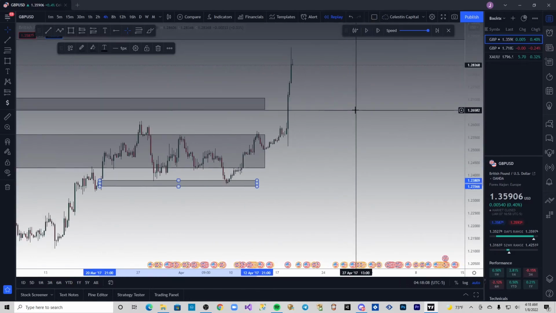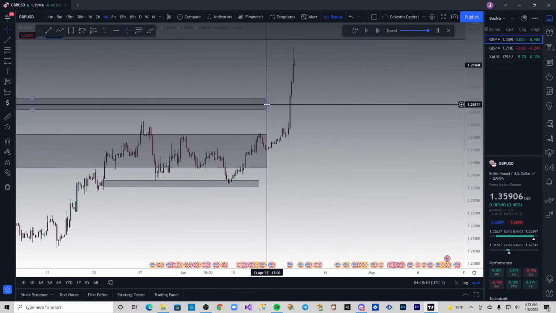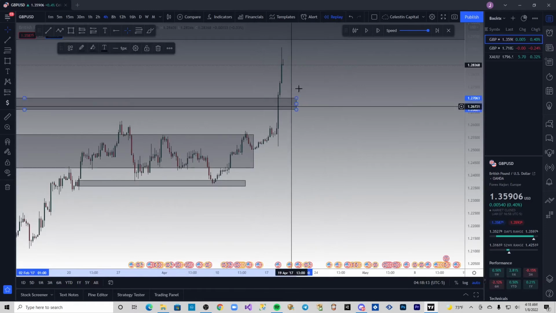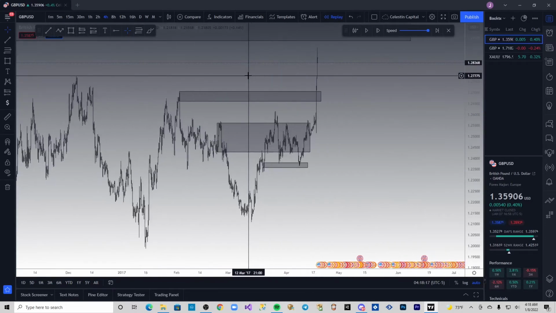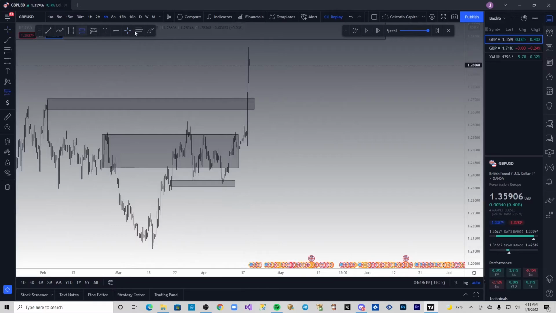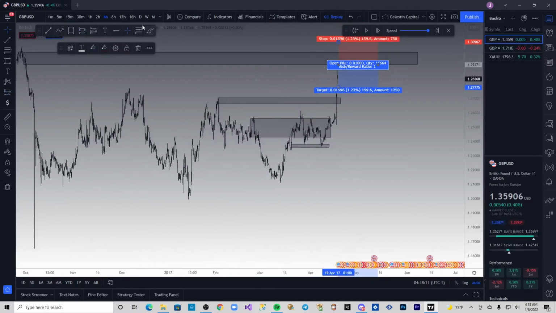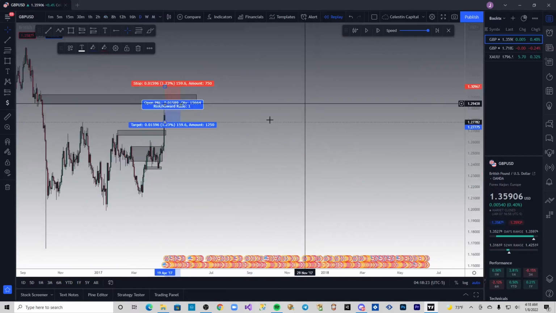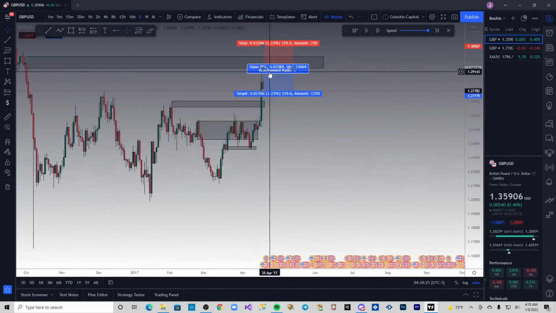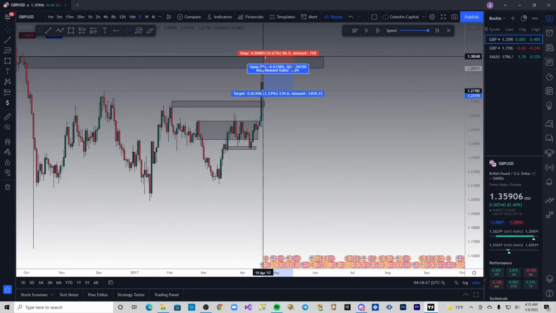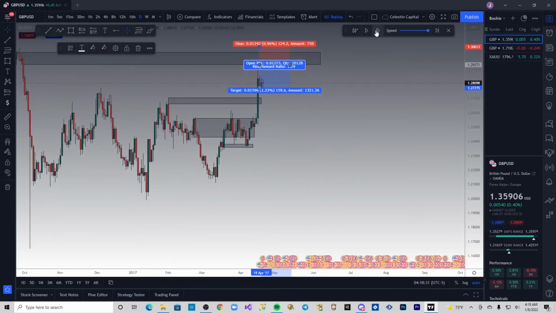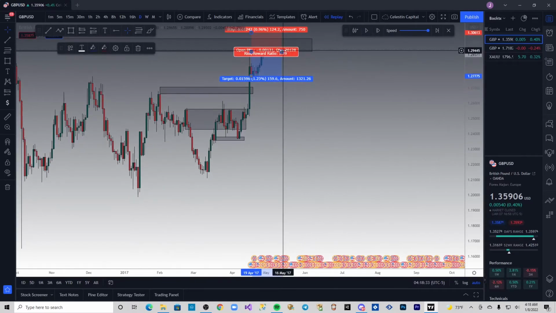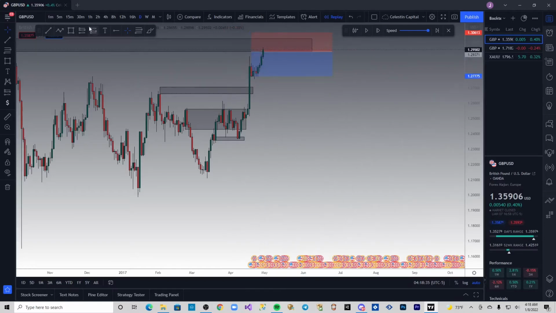All right, so let's go ahead and, nope, we didn't get any mitigation this time, and that's fine. So we'll continue to this area up here. So we'll put a sell right here within this area. This is a daily POI. So let's go ahead and do that. Stop loss right here. So let's go ahead and play this out. As you can see, we are in it.